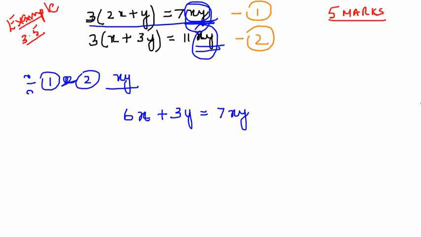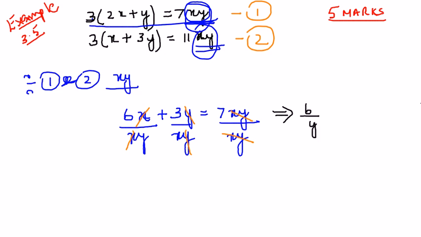If I am going to divide this equation by xy, how will it look? What will get cancelled? Here xy gets cancelled, here only y gets cancelled, here only x gets cancelled. So this equation typically becomes 6 by y plus 3 by x is equal to 7. Okay? Good. I'm going to mark this as equation 3. So what I needed, I've got it, right? I have eliminated xy from my right hand side and I've got a constant which is 7.